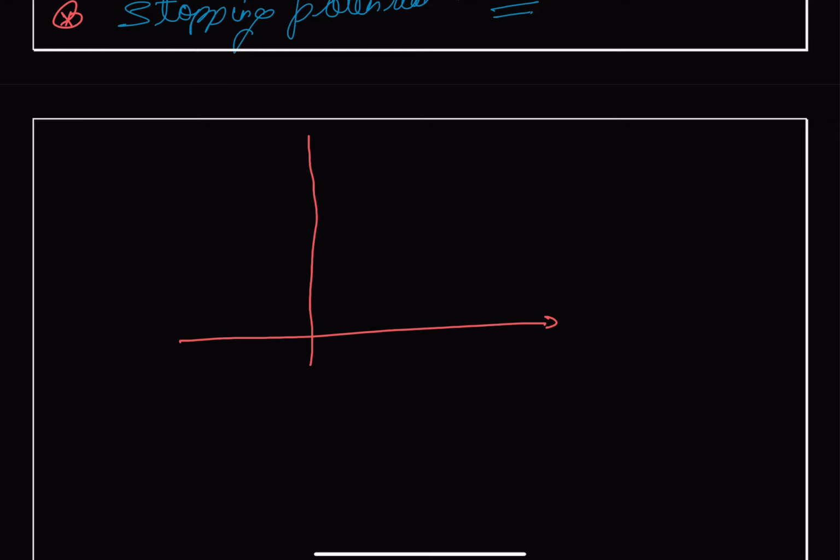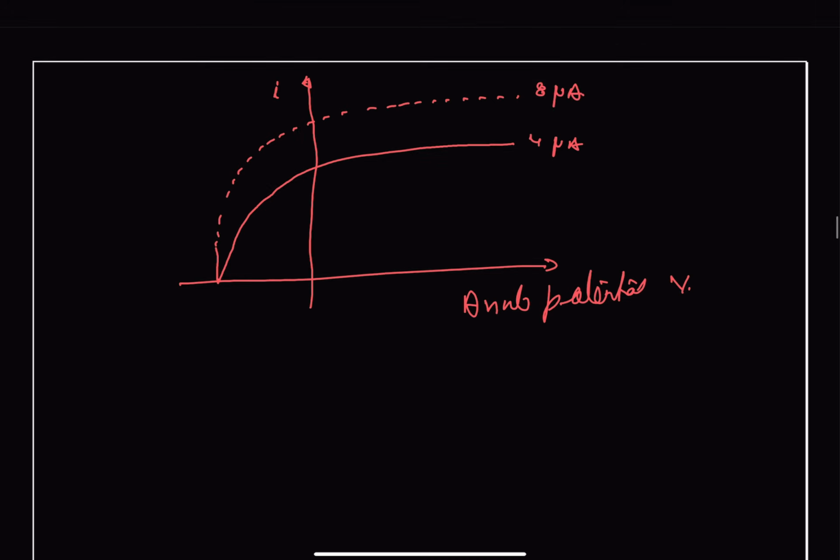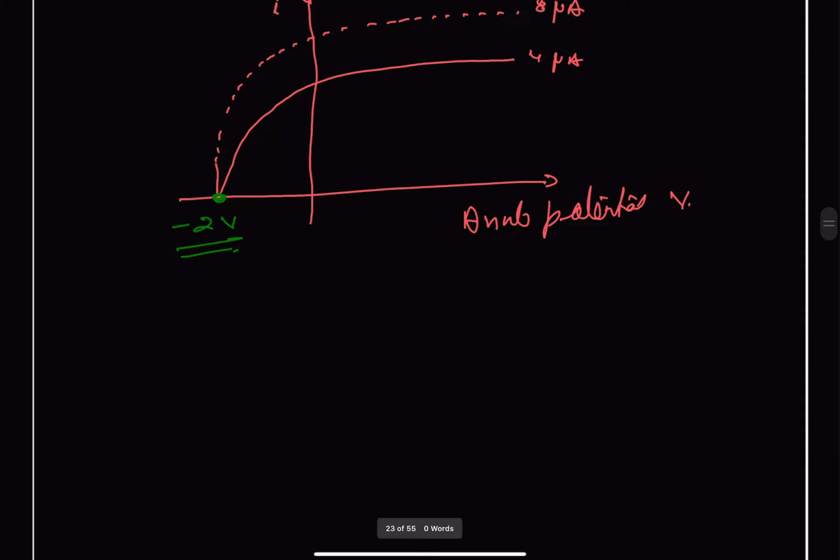Here we have the anode potential, that is V, and this is our saturation current, that is I. In both the cases the stopping potential is the same, whereas our saturation current is different. So this is 4 microampere and this will be 8 microampere, and this value will be minus 2 volts. Next question.